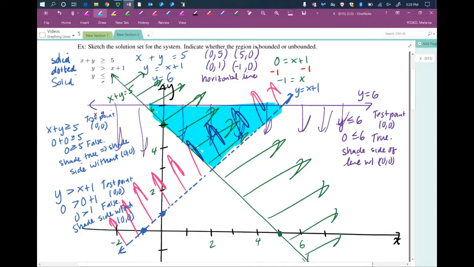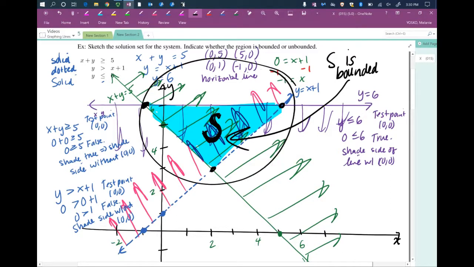Okay. So we call this S. S is our feasible set. And notice I have 1, 2, 3. We're going to call them corner points. That's where my boundary lines intersect. And we say S is bounded because we can enclose S in a circle, completely enclose S in a circle.